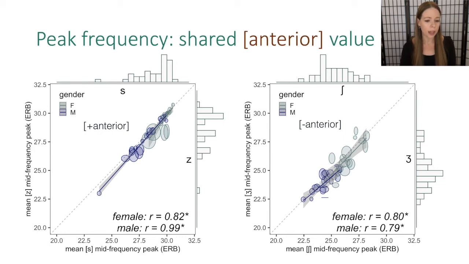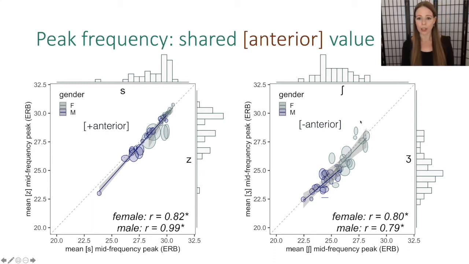And what we can see, and I've got male speakers in blue and female speakers in green, and I've plotted them separately and derived the correlation separately because there does tend to be a slight difference in their overall peak frequency due to physiological reasons as well as social. The correlation is very strong, and also what I want to point out is how close to the line of identity these means are between S and Z.